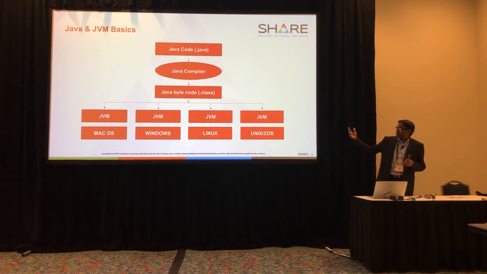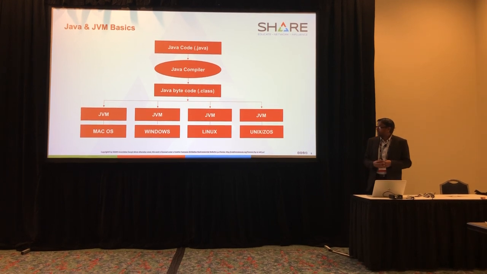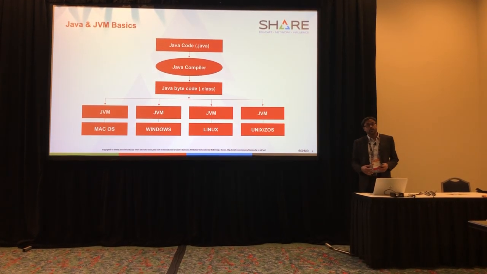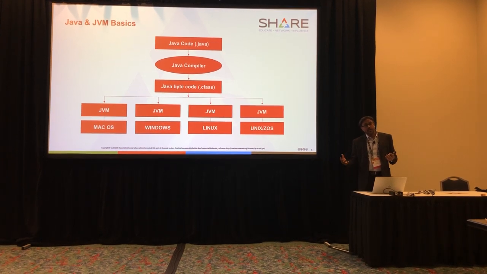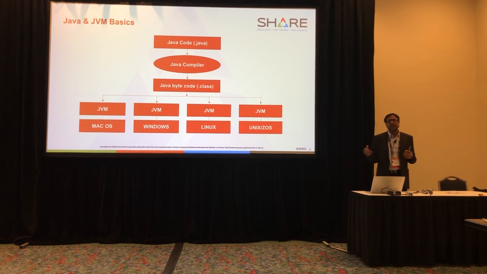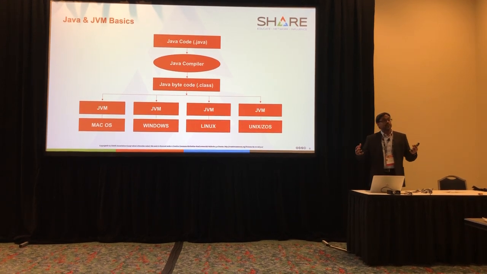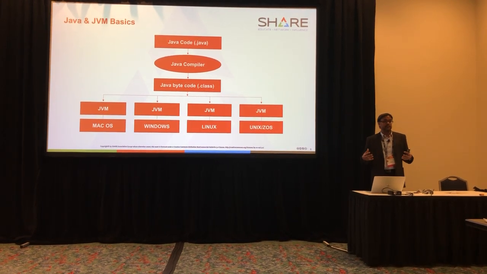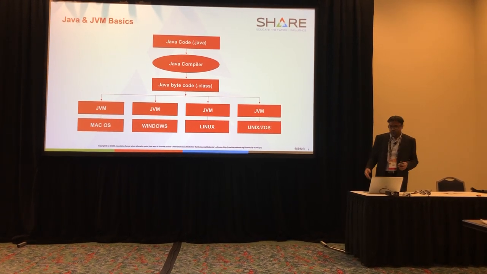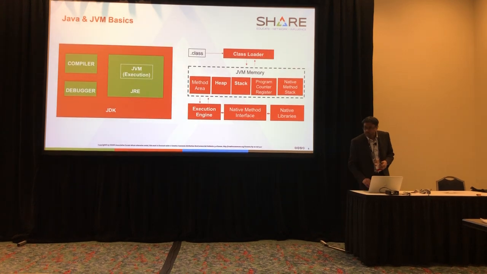What gets generated is Java bytecode, which they call a .class file. And then you have something called a JVM, which is the Java Virtual Machine, your execution engine. For analogy purposes, I would say it is something like CICS. It's an operating system where you can run Java inside. It's a virtual operating system for Java. We'll talk more about the JVM as we go down.